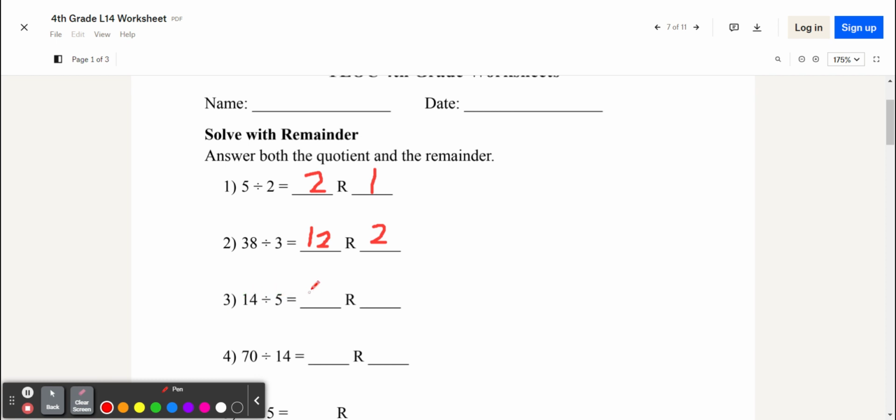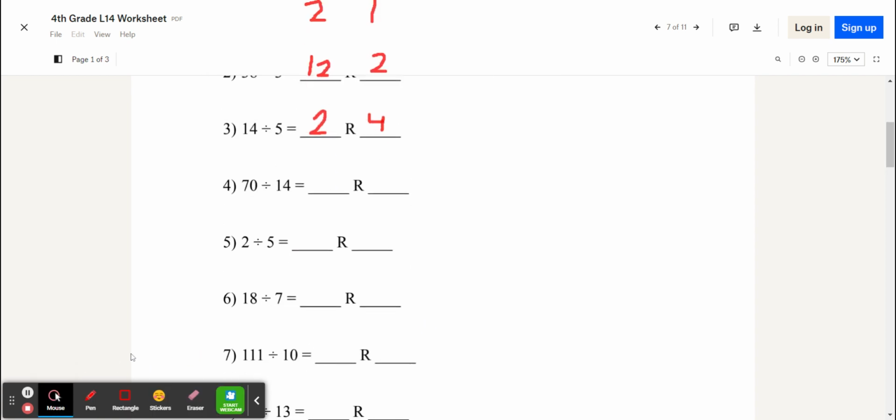And then 14 divided by 5. 5 can go into 14 two times. And then since 5 times 2 is 10, there'll be 4 remaining. 14 minus 10 is 4. And then if we move down, 70 divided by 14. This actually divides perfectly. 14 goes into 70 five times, and then there'll be 0 remainder.